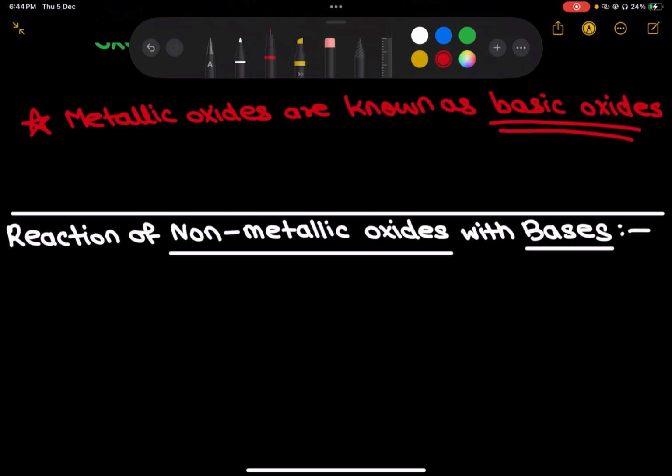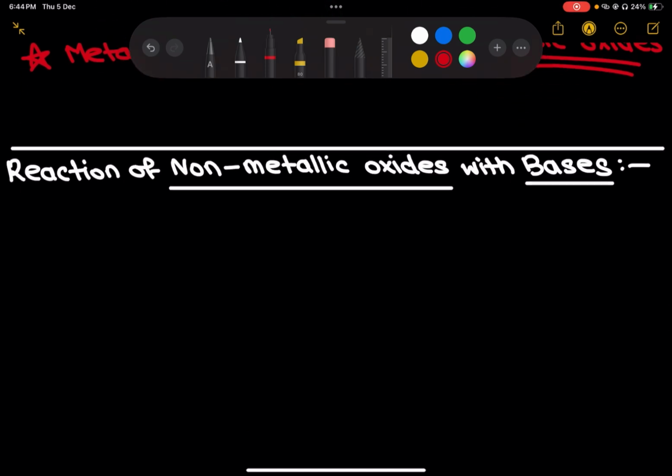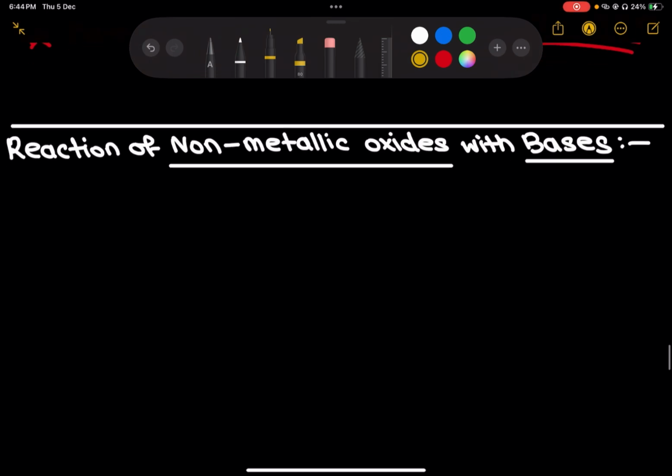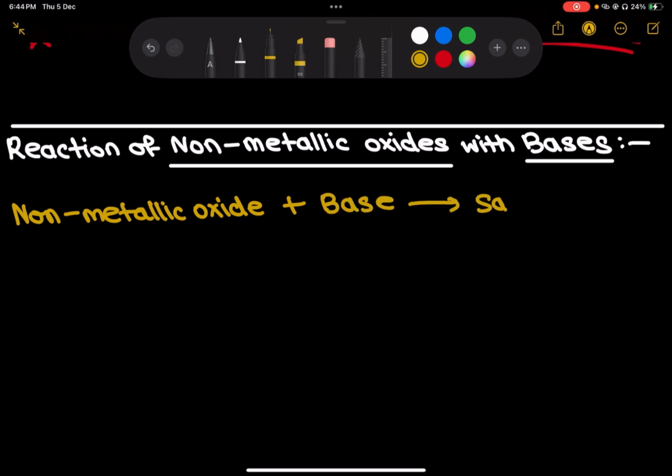So the first one was metallic oxide with acids. Now this is non-metallic oxide with bases. Now you might predict what will happen here, right? So I'll write the general formula. So non-metallic oxide plus base, right? This gives again salt plus water.